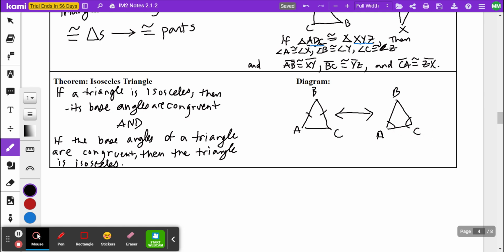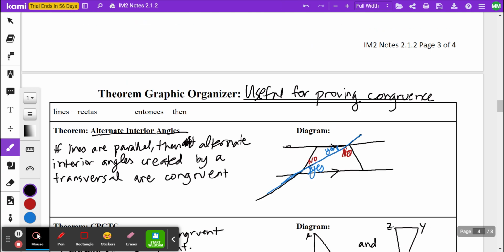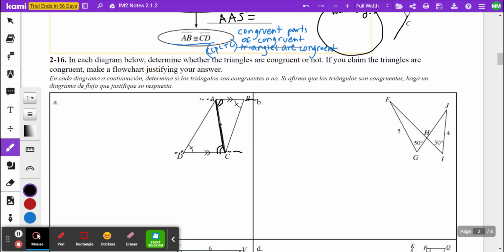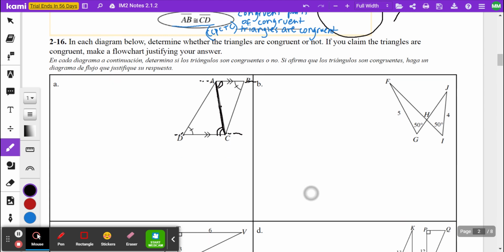Okay, now that we have all of our theorems written out, let's go back to that problem we were doing before we took our break. I'll reread the instructions and we'll restart the problem. In each diagram below, determine whether the triangles are congruent or not. And if we claim the triangles are congruent, we're going to make a flowchart justifying our answer. Well, these will be congruent because we have angle, angle, side, in sequence for both. And angle, angle, side is one of our congruence criteria.